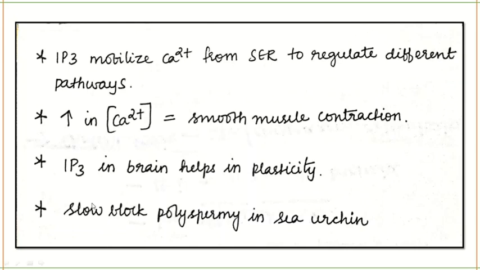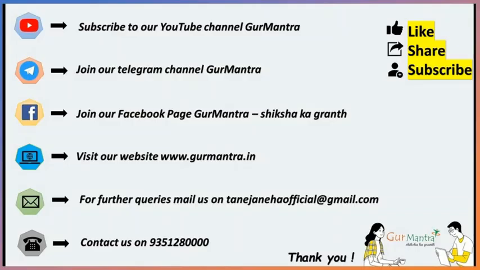So this is just to give you an application of the IP3 DAG pathway, but mainly it will mobilize the calcium ions to the cytoplasm, and calcium ions are useful in several reactions like muscle contraction. Up to this, if you know this, it is more than enough. You do not have to know about synaptic plasticity or polyspermy, but for extra knowledge, you can definitely know it. So our lecture on G protein coupled receptors, where we studied the cyclic AMP pathway and IP3 DAG pathway, is over now. I hope you guys understood the concepts really well.